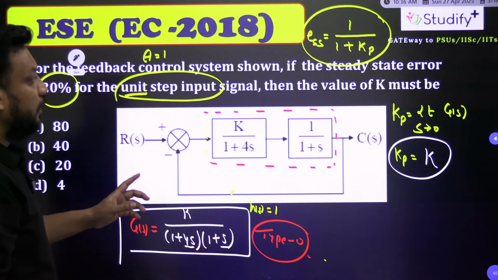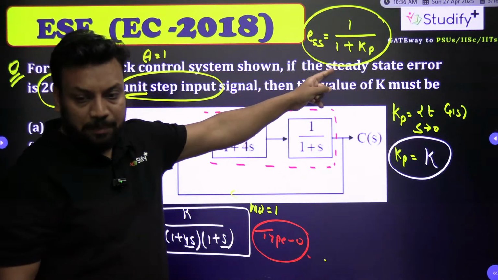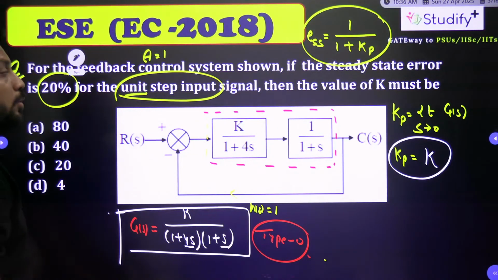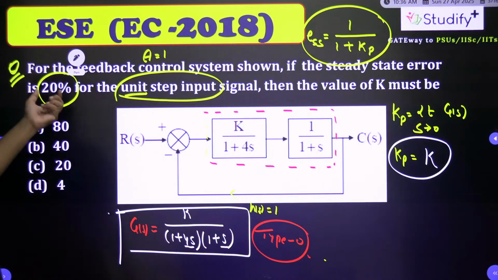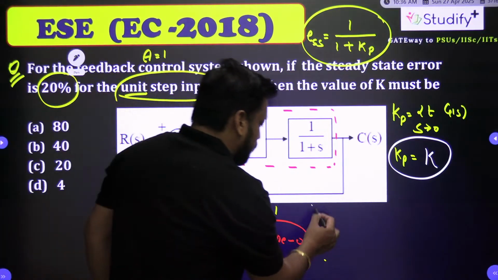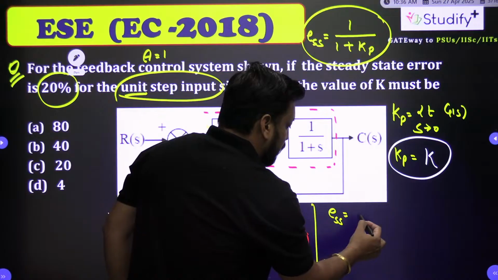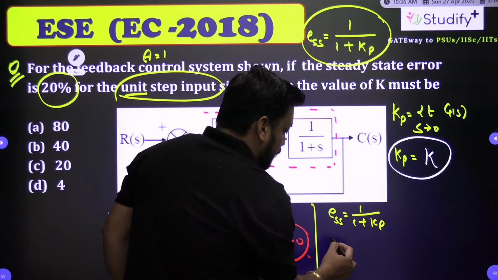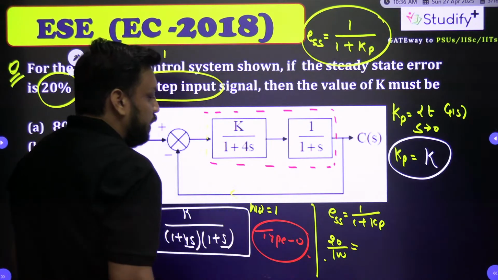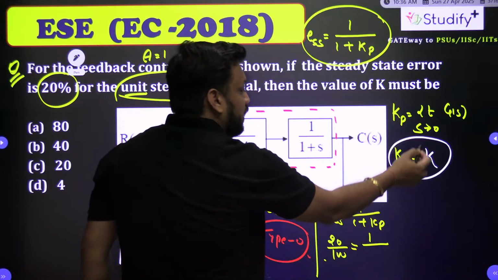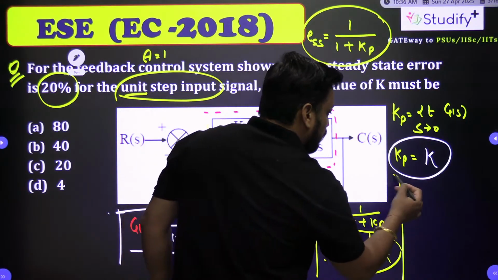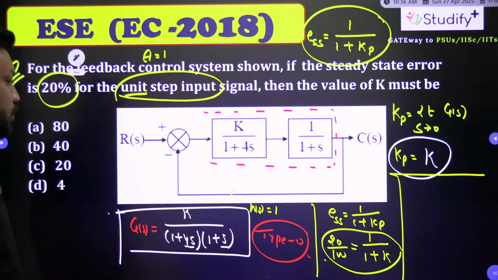So now tell me, the steady state error is nothing but 1 upon 1 plus Kp only. And the steady state error 1 upon 1 plus Kp is given to us as 20%. So can I use this formula here? 20% means 20 by 100. And 1 upon 1 plus Kp, Kp is K only. Should I write 1 plus 1 by K? Yes or no, guys? Now, can you solve this question? Quickly tell me.